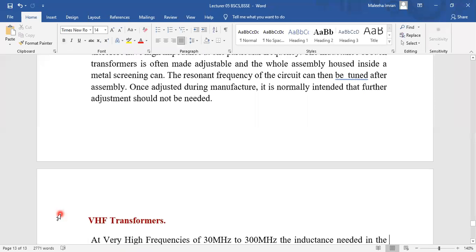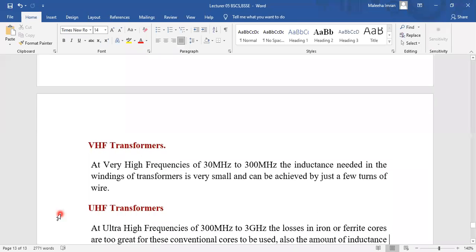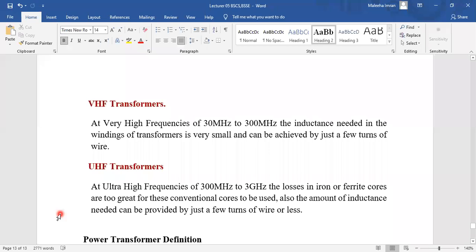Now we have the other transformer, that is the VHF, that works between 30 megahertz and 300 megahertz. The inductance needed in the winding of the transformer is very small and can be achieved by just a few turns of wire. Then we have the UHF, which works between 300 megahertz and 3 gigahertz. The losses in the iron or ferrite cores are too great for these conventional cores to be used, so the amount of inductance needed can be provided by just a few turns of wire or less.